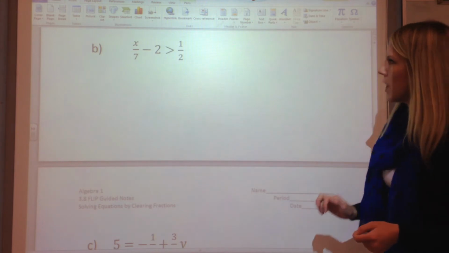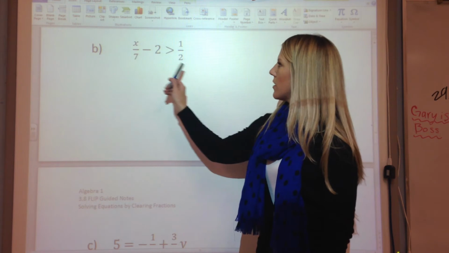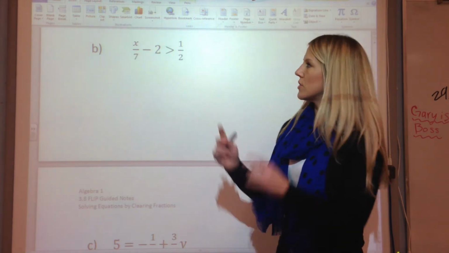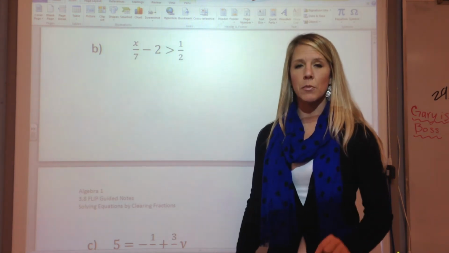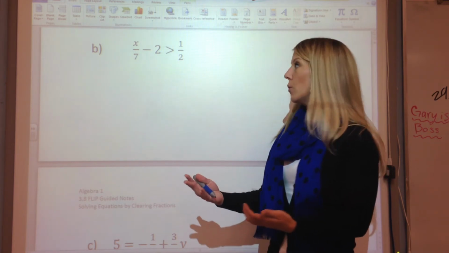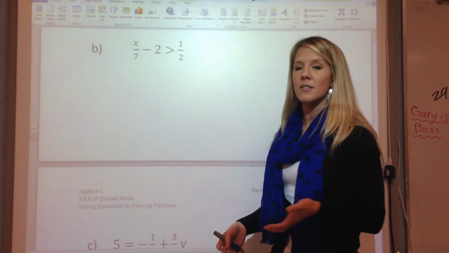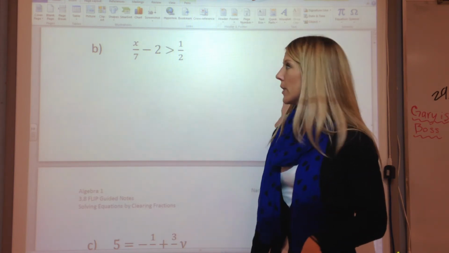x over 7 minus 2 is greater than 1/2. So if you notice, we have our fractions x over 7 and 1/2. So 7 and 2 are the denominators. What's the first number that both 7 and 2 go into? 14. And again, if you're unsure, we can take 7 times 2. It just so happens that 7 times 2 is 14, and that is my least common denominator, or multiple anyway.